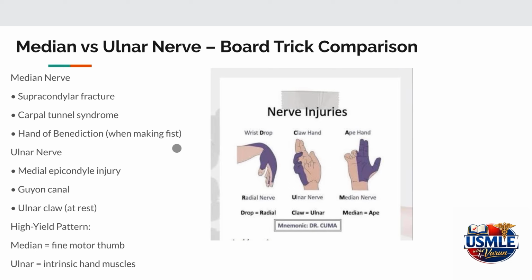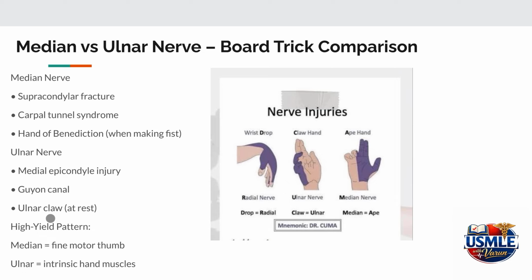Now let's try to differentiate between the median nerve and the ulnar nerve injuries. The median nerve controls fine motor movements of the thumb and the lateral fingers. Injury here can produce hand of benediction when the patient attempts to make a fist. The ulnar nerve supplies the intrinsic muscles of the hand. An injury of the ulnar nerve causes clawing of the hand.